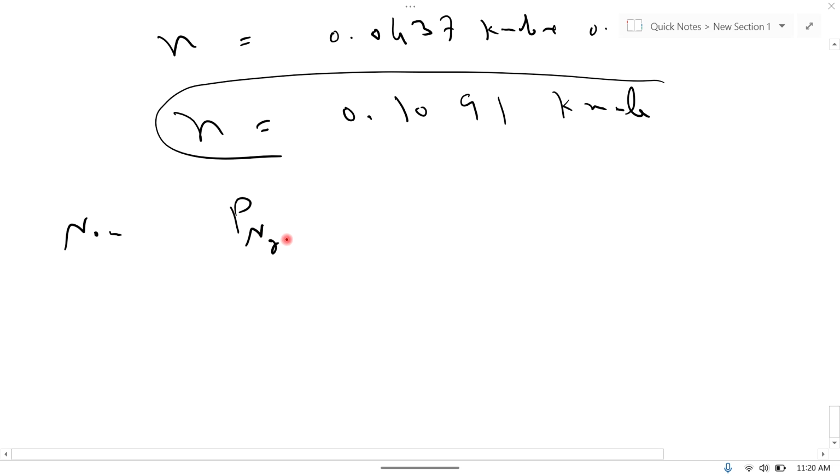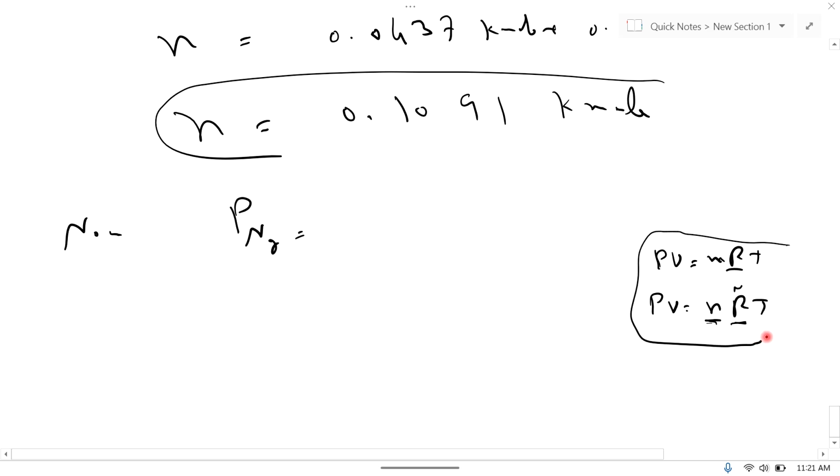So for the partial pressure of nitrogen, the formula is PV is equal to mRT. There are two formulas. One is PV is equal to mRT. The second is PV is equal to nR'T. When we use mass m, then this is R, the ideal gas constant. When we use number of mole, then this is the universal gas constant. These two formulas are different. We can use both formulas for a perfect gas.